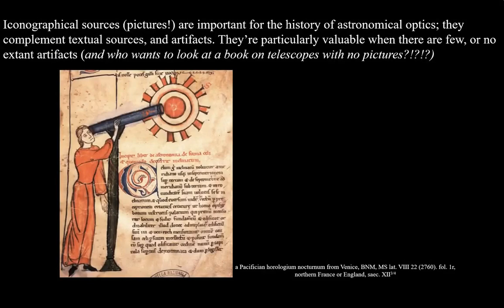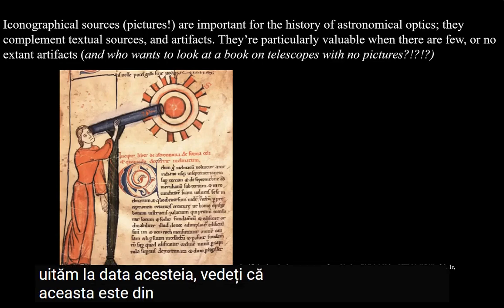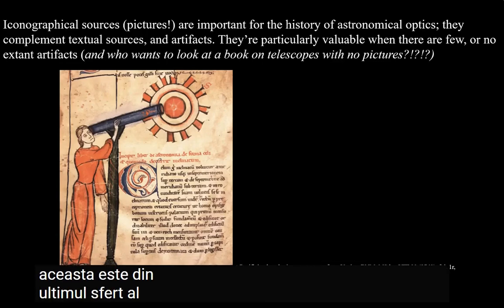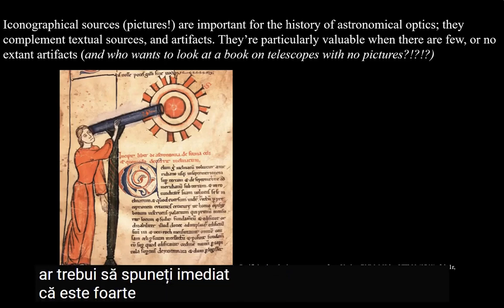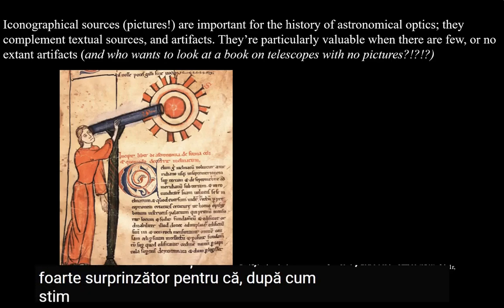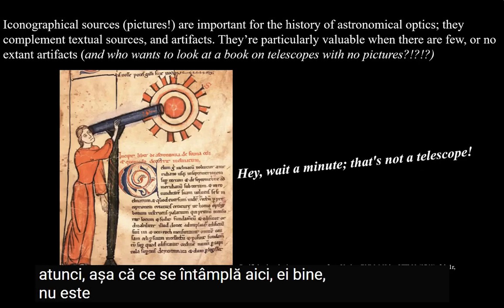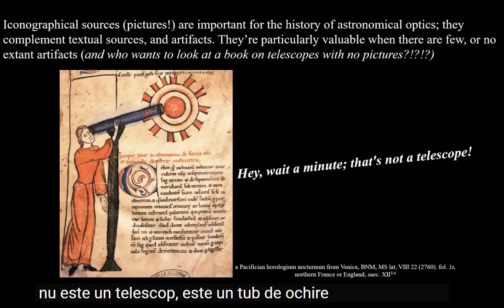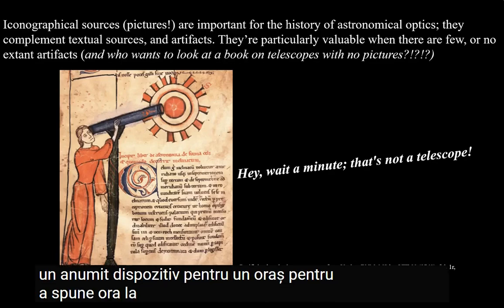Here's another image. Again, this is striking. When you look on the date of this, you see this is from the last quarter of the 12th century. And you should immediately say, that's very striking, and that's also very surprising, because as we all know, there were no telescopes back then. So what's going on here? Well, it's not a telescope. It's a sighting tube. And what it is, it's part of a nocturnal, a particular device for telling the time of the stars.